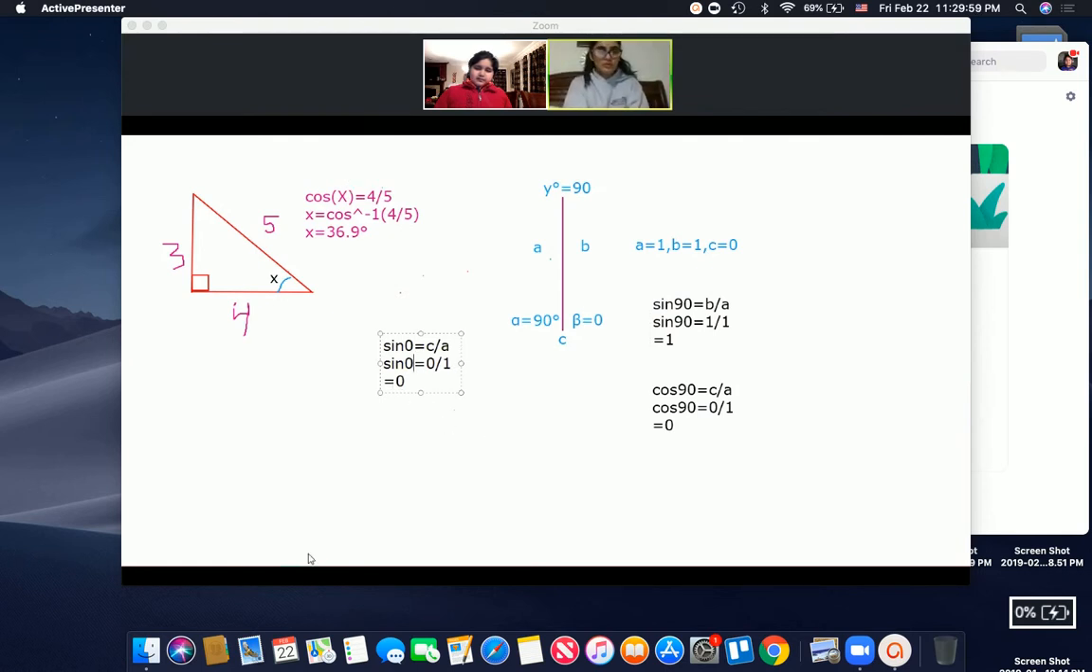Now, if we were to do cos of 0, that would be b over a. And that is equal to 1 over 1, which is 1. And if you were to calculate cos of 0, you do get 1.